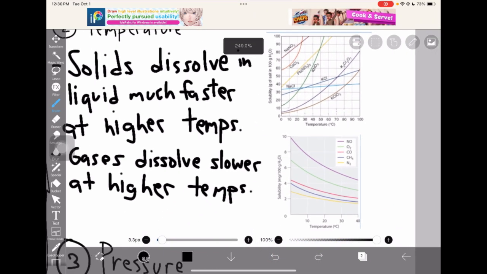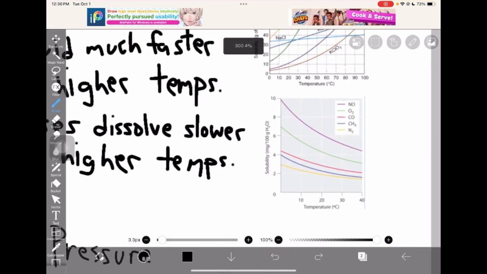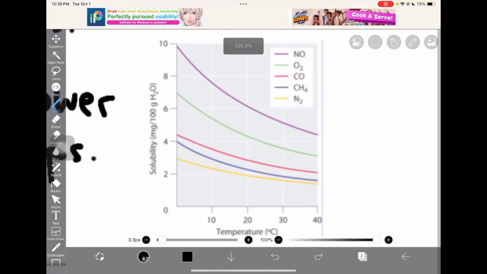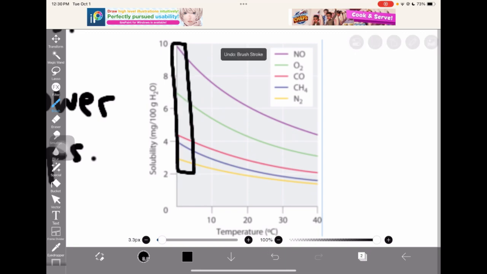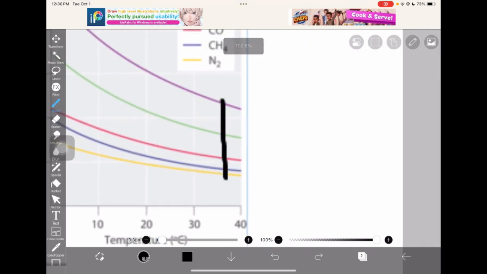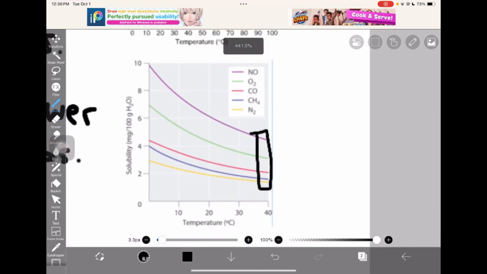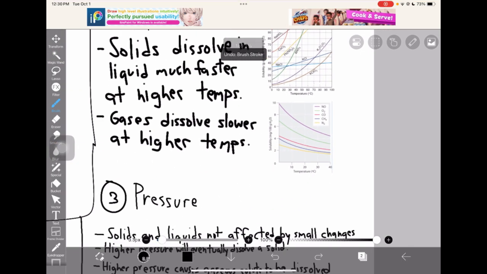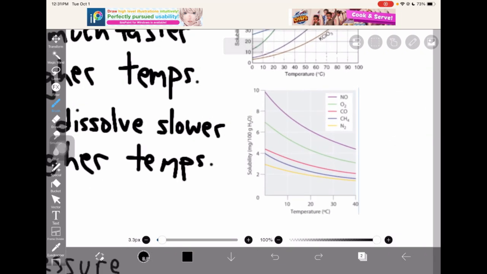How about for gases, however? For gases, it's different. It's the exact opposite. As you could see, at 0 degrees Celsius, they have very high solubility here. But at 40 degrees Celsius, they're much lower in solubility. Which means gases dissolve slower at higher temperatures. So if you want to dissolve gases, it has to be in lower temperatures. Probably even negative temperatures, because we can't really see it here.